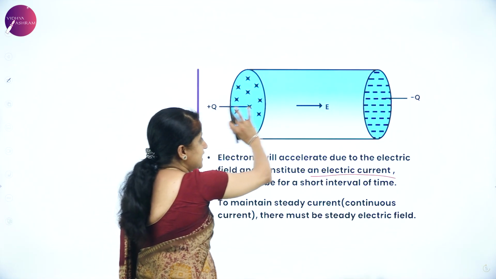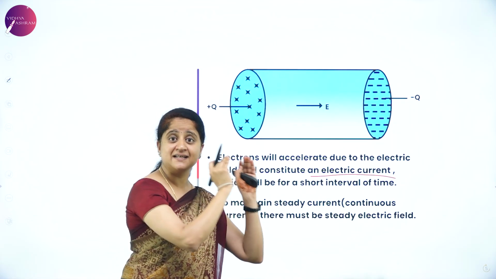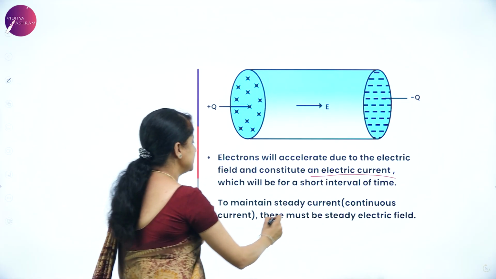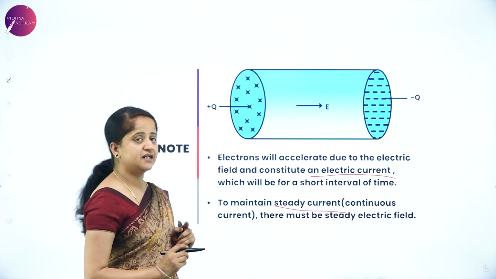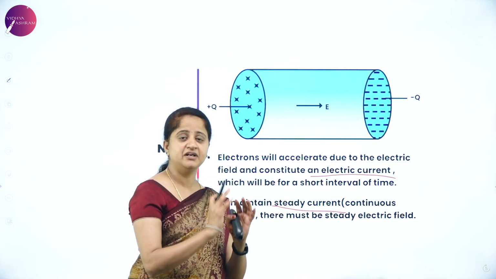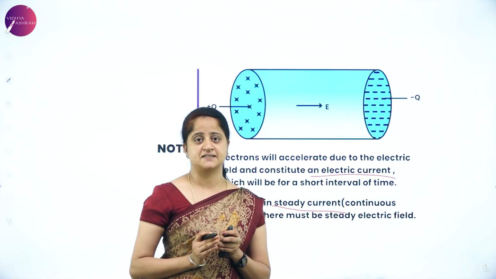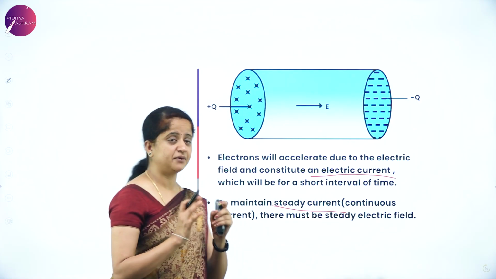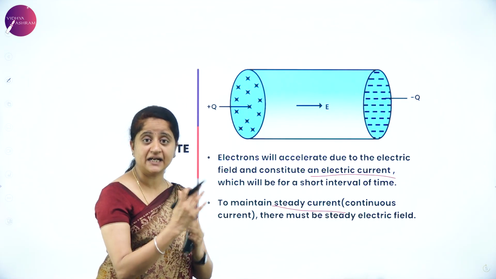Now, if these charges are in uniform motion, we call it as steady motion. So, we'll call it as steady current. Steady current means the continuous current. To maintain the steady current in a conductor, we must take care of the uniform flow of charges. So this is the basic concept of electric charges and how the electric current will produce.